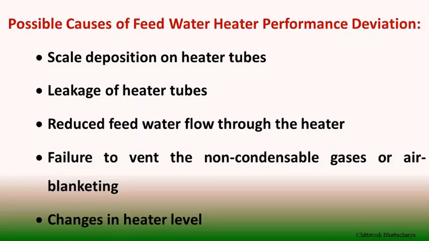The various possible causes of feed water heater performance deviations may be described as scale deposition on heater tubes, leakage of heater tubes, reduced feed water flow through the heaters, failure to vent the non-condensable gases or air blanketing within the heaters, and change in heater level from the operating limit.